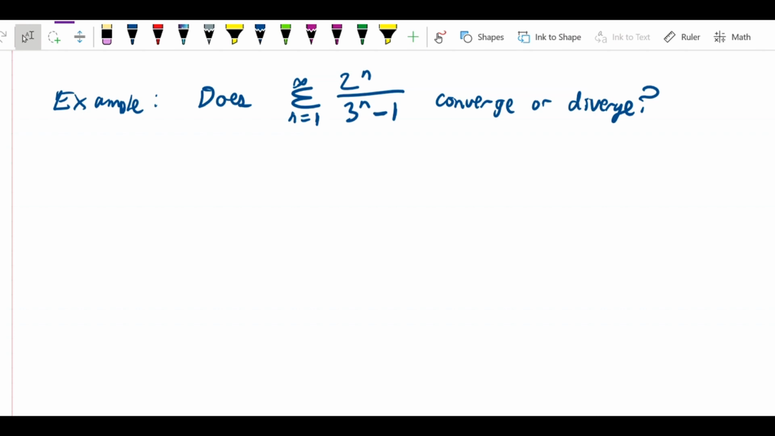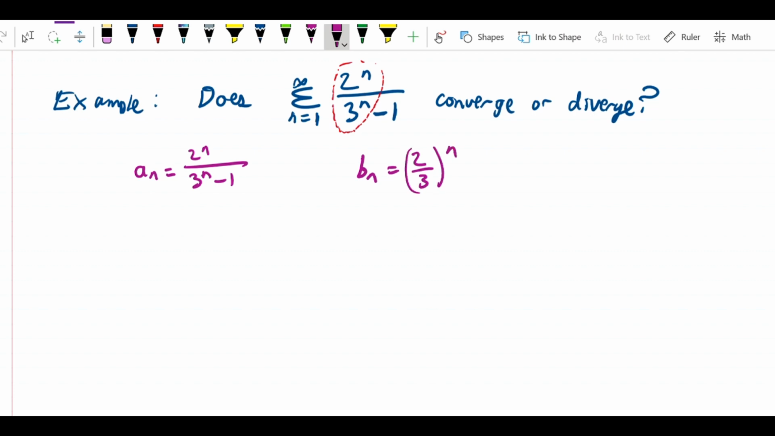So using that intuition, once I discount that pesky constant, this series is basically going to be 2 to the n over 3 to the n, or just 2/3 to the n. So I'm going to let an equal the given sequence, the general term of the series. I want to be precise about my language. And bn is going to be 2/3 to the n. So let's use the LCT to compare these series.